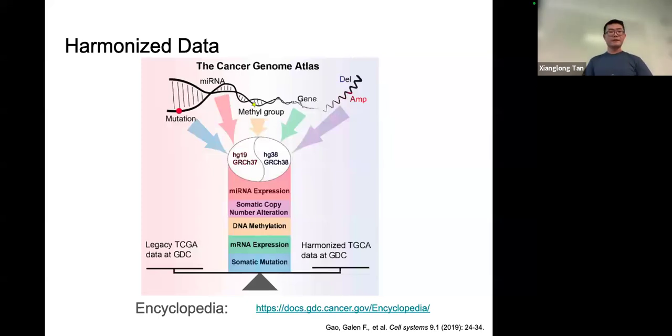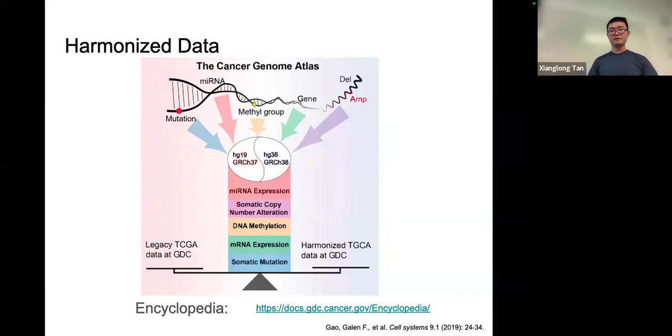Pertaining to data availability, there's another concept called harmonized data versus the legacy TCGA data. Before the year 2019, all of the raw sequencing data were mapped to the former version of the reference genome, which is called HG19. Those batches of data sets are called legacy data.